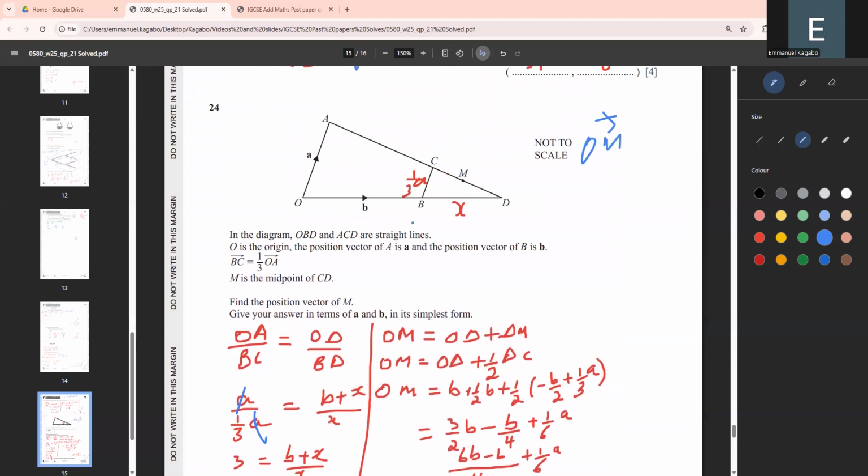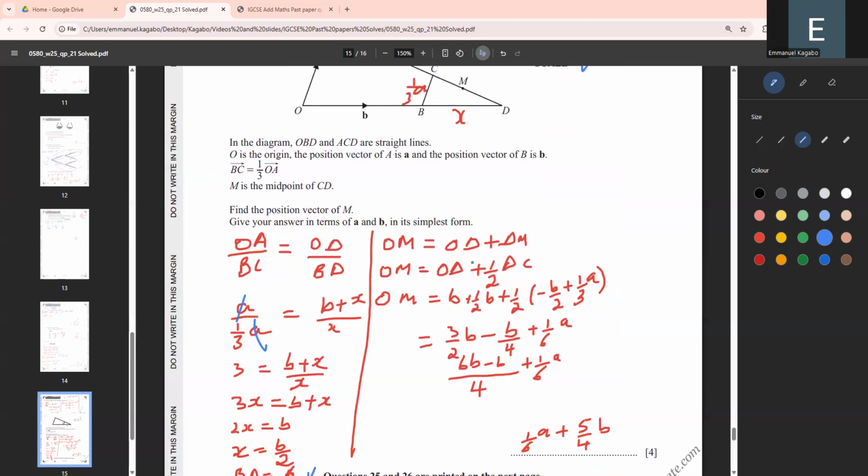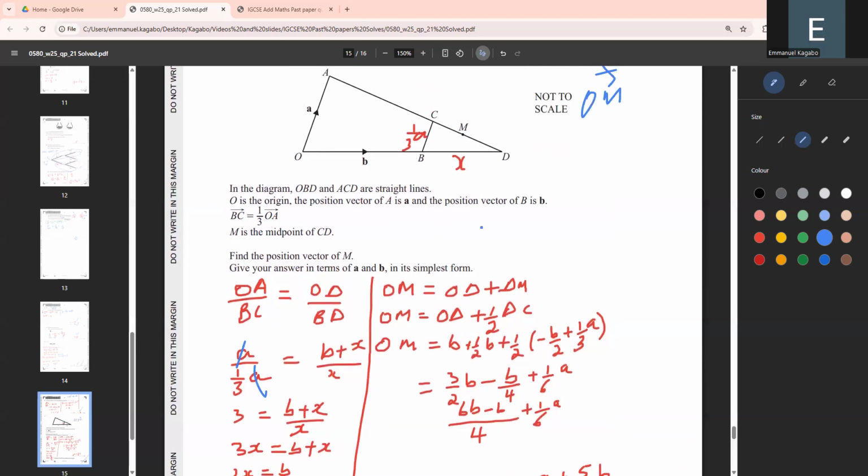Oh, if you have got your BD, the question now is primary work. OM is equal to OD plus DM. OD, let me keep it, I need to get DC first. We know that DM is a half of DC. So we need to get DC. DC is this, you see that?